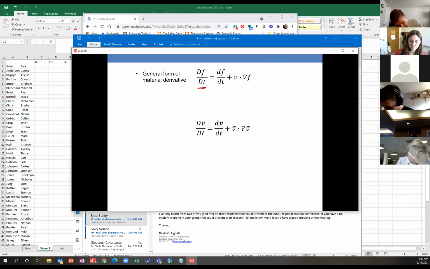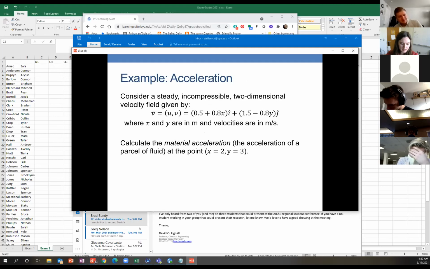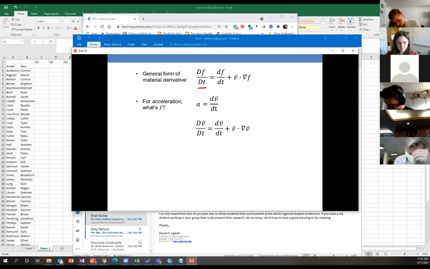Okay. Give me a little bit of time, go forward a little bit. Now, the question said that the flow is steady. So what does that mean? What point did we need to calculate at? It was x equals 2, y equals 3.